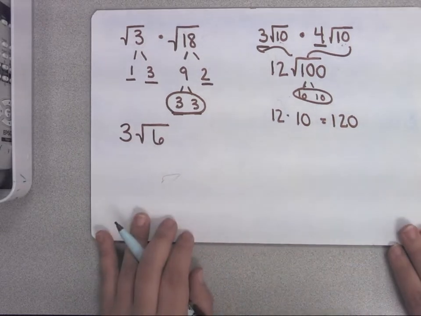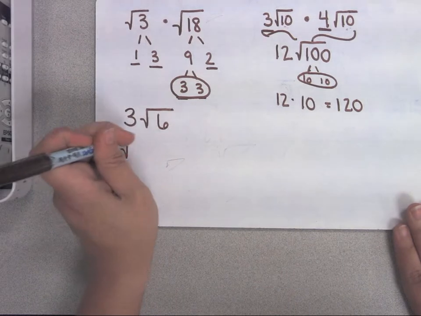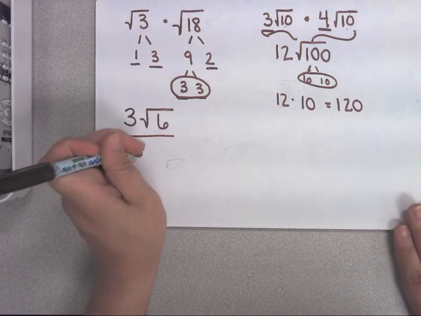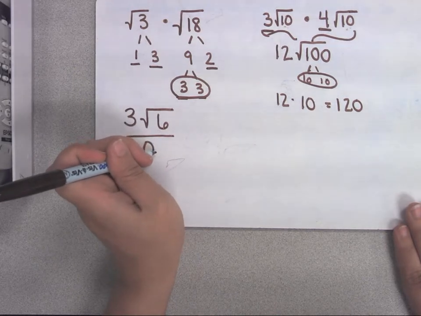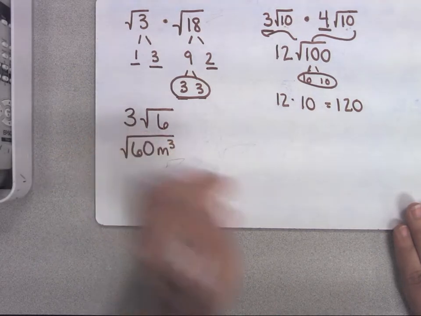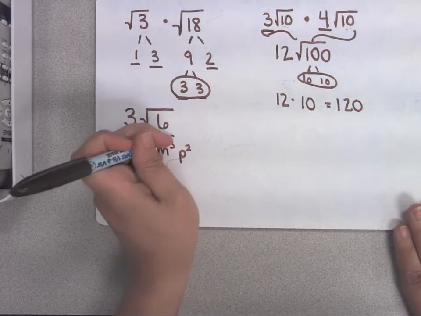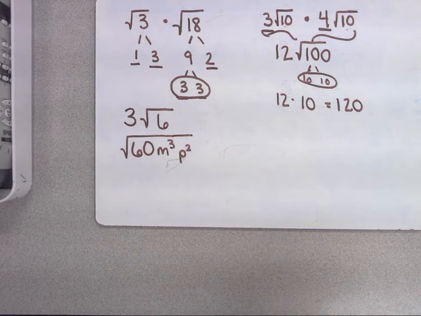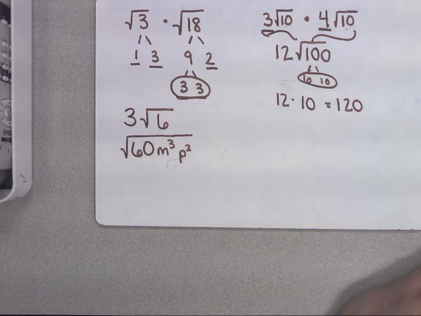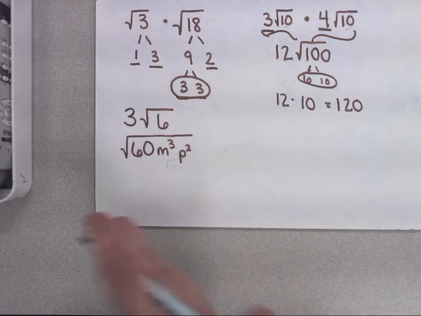Okay, let's practice one with some variables. Oh man, 60. How about m to the third, p to the second. I'll leave it there. I won't do any more, okay? So what do we do first when we have the variables? Do we do the variables first or do it with the number first? I always deal with the number first. You go left to right.